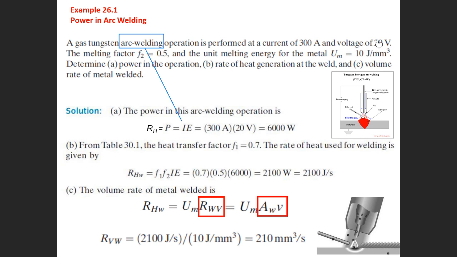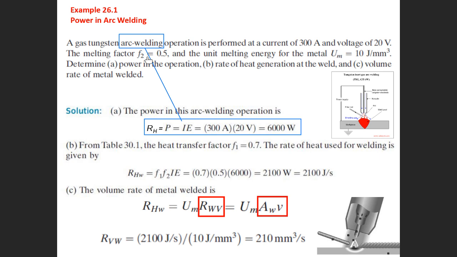Then 300 multiplied by 20, and you can understand immediately the power delivered at the source is equal to 300 multiplied by 20, which gives 6,000 watt. So 6,000 watt is the power delivered at the source.